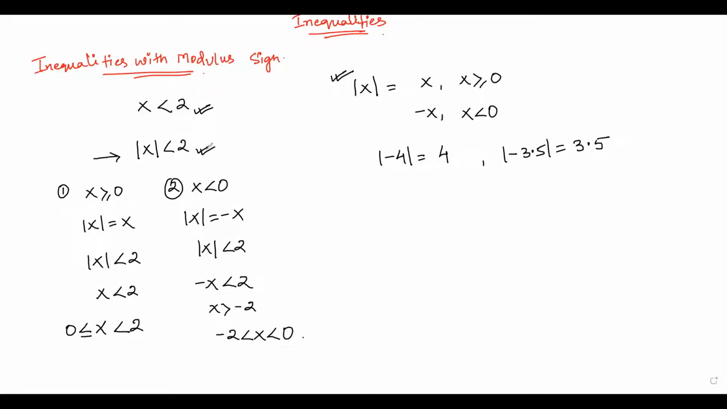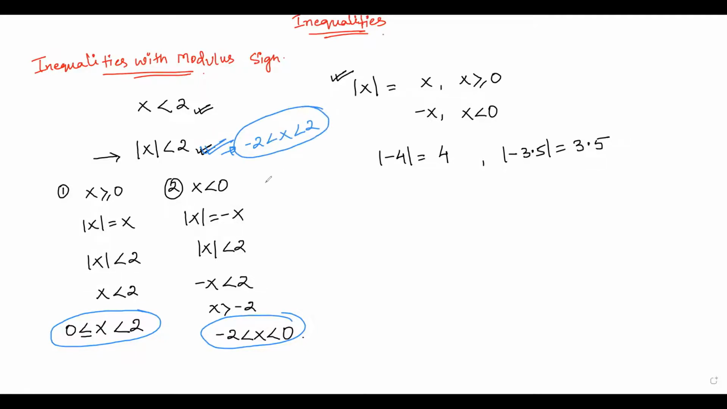So the range of values of x for which mod of x would be less than 2 would be the union of these two, which would be between minus 2 and 2. So that means x has to be between minus 2 and 2 such that mod of x would be less than 2.